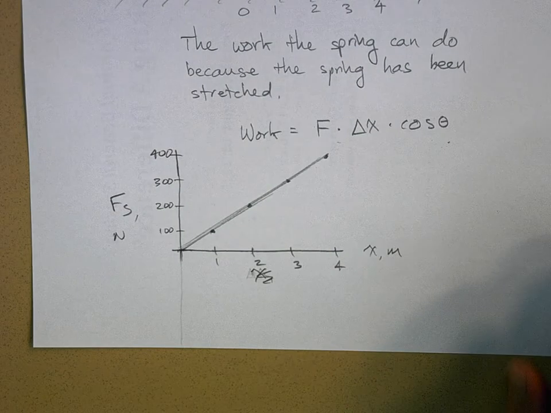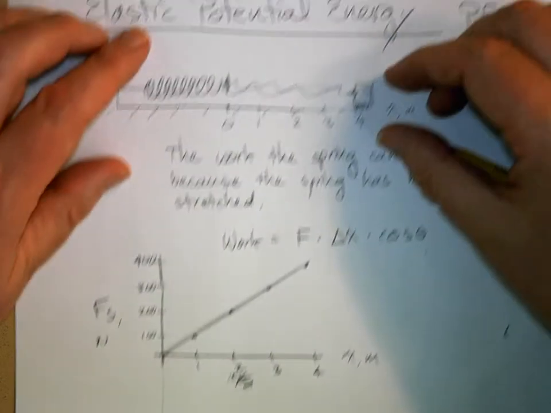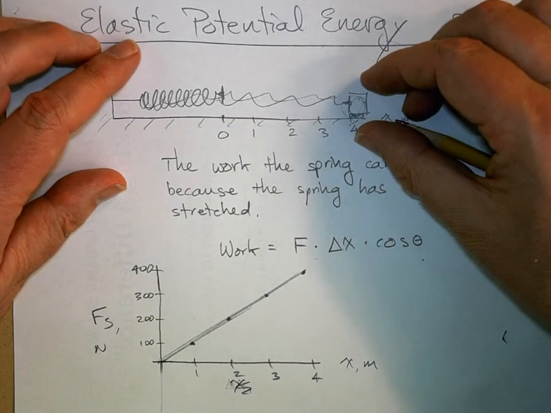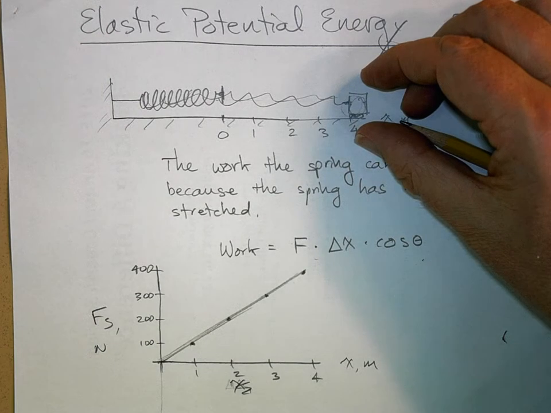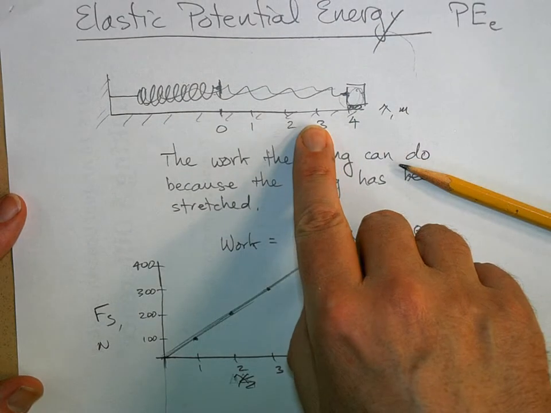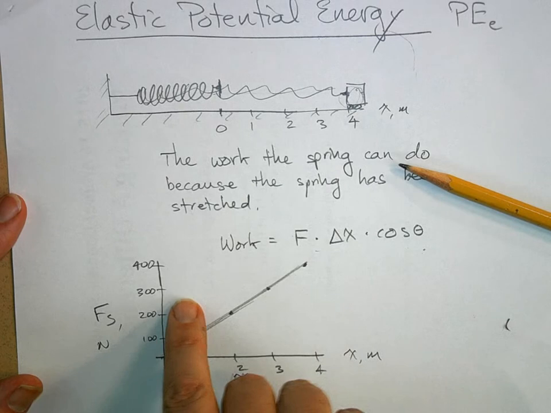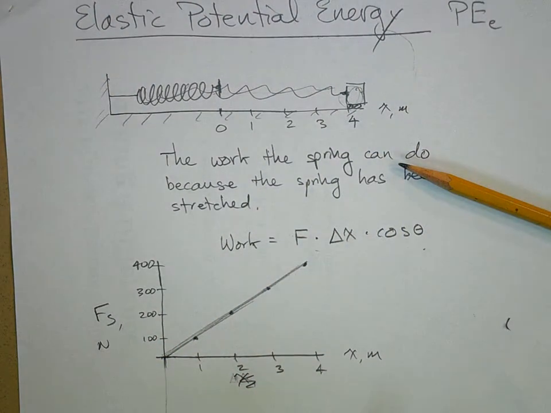Now, I'm holding this thing right here, and I want to release it. And the spring is pulling it to the left with 400 newtons of force. But when I release it, what is the force at 3 meters? 300. So the force that it's pulling on it is getting less and less until it reaches 0 when you get to the center.